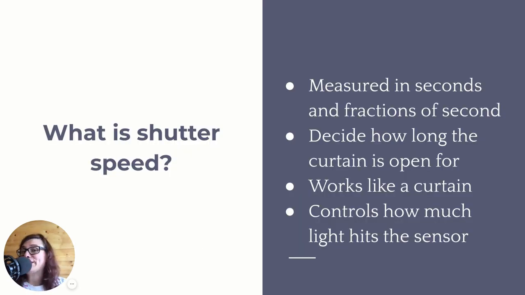So what is shutter speed? As the name suggests, it's the speed of the shutter. Thanks, Captain Obvious. What I mean by that is, what is the shutter? So the shutter is like a curtain in front of our sensor. The shutter is made out of two curtains, the rear curtain and the front curtain. So let me explain to you how the shutter works.